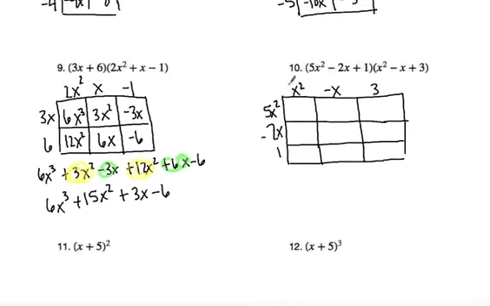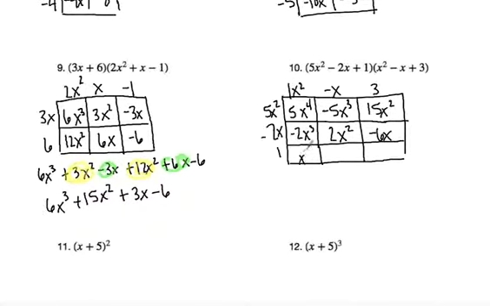So we'll have 5 times 1x squared, which will give us 5x squared. X squared times x squared will give us x to the 4th. 5x squared times negative 1x will give us negative 5x to the 3rd. 5x squared times 3 will be 15x squared. Bottom row, negative 2x times 1x squared will give us negative 2x cubed. Negative 2x times negative x will give us positive 2x squared. Negative 2x times 3 will give us negative 6x.